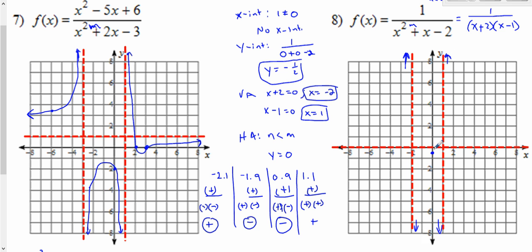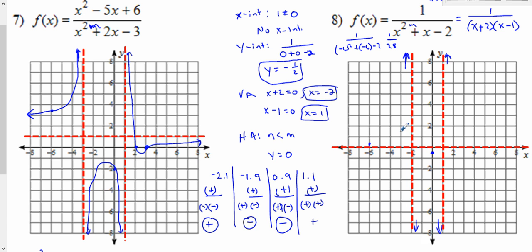I only have one point here, and that's in the middle. So that means I'm going to test a value to the left and to the right over here. Okay, so if I plug in negative 6, that's going to be 1 over negative 6 squared plus negative 6 minus 2. That's 1 over 36 minus 6 minus 2, which is 28. That's a very, very small positive number. That's like right here, right above that asymptote.